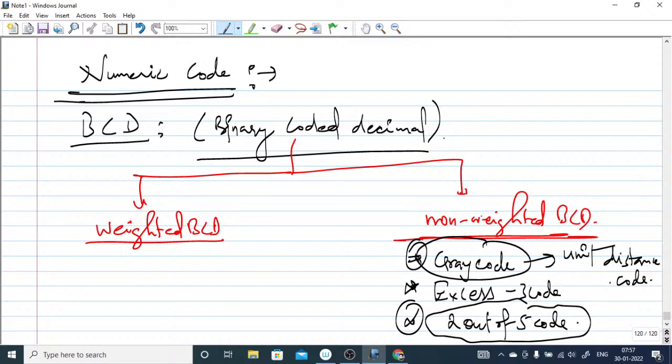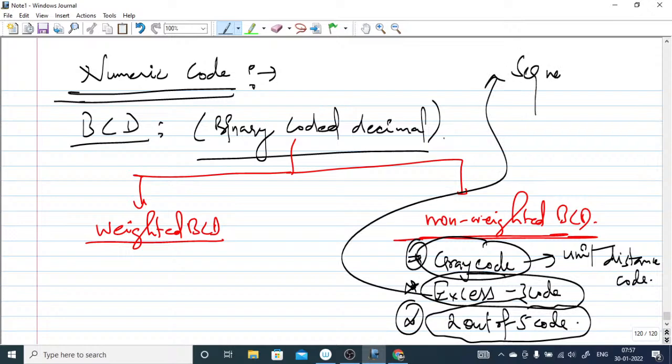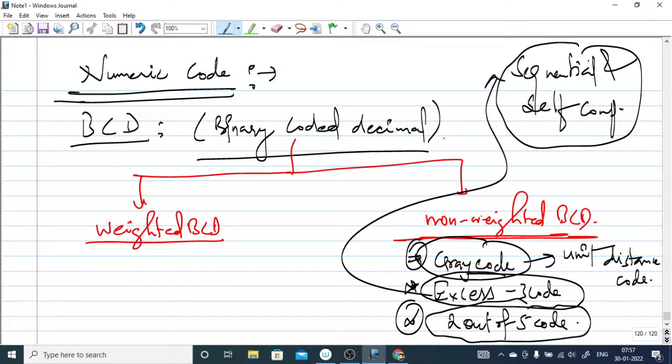And excess-3 is a sequential and self-complementary code. Excess-3 codes are sequential and self-complementary. These are the important properties which we are talking about.